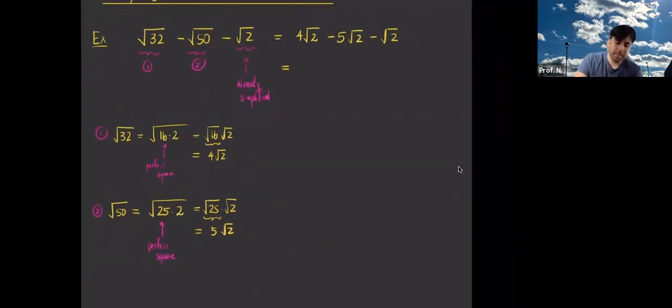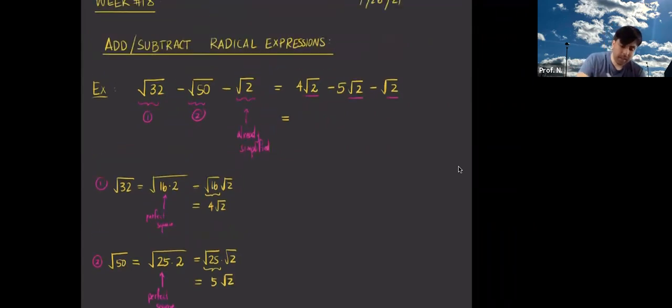And now look what we have. We got rad 2, rad 2, rad 2. We have like terms now. So these were unlike, and now these are like, or the same. So now we can combine them. 4 rad 2, 5 rad 2, minus 1 rad 2. So you can treat them as objects, as things. So I have 4 things minus 5 things.